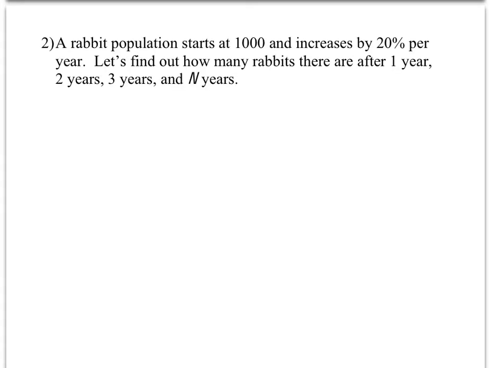So let's say we have a rabbit population that starts at 1,000 and increases by 20% per year. I want to find out how many rabbits there are after 1, 2, 3, and n years. So I'm going to make a little table. I've got n and p sub n. In year 0, there are 1,000 rabbits.